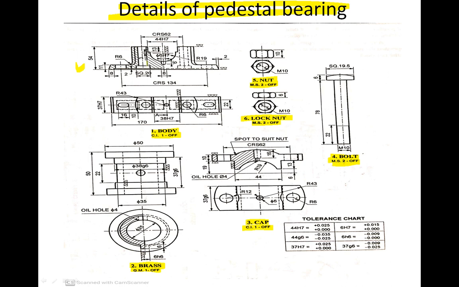So you have to draw the front view of the body, the top view of the body. Then next the brass, this is the front view, this is the top view. Then the cap, this is the front view, this is the top view of the cap. Fourth is the bolt, only one view is sufficient, this is the square bolt, square head. Then fifth is the nut and sixth is the lock nut. So in this way you have to draw the details of the pedestal bearing.